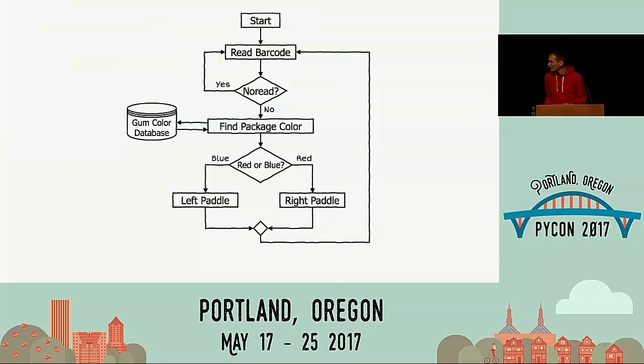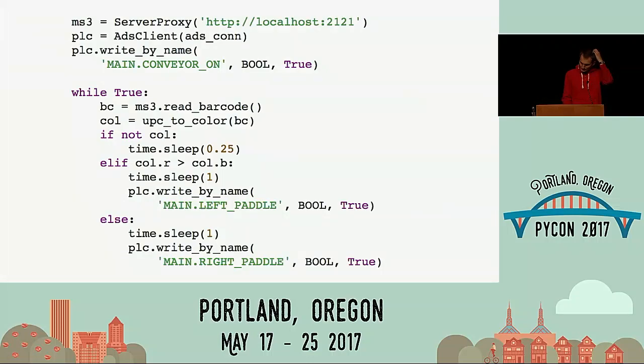So basically, we start the conveyor, we read the barcode. If we don't get one, we try again. Once we have a barcode, we find out the color from our proprietary chewing gum database. If it's more red than blue, we flip the right pedal. If it's more blue than red, we flip the left pedal. This is what that looks like in Python.